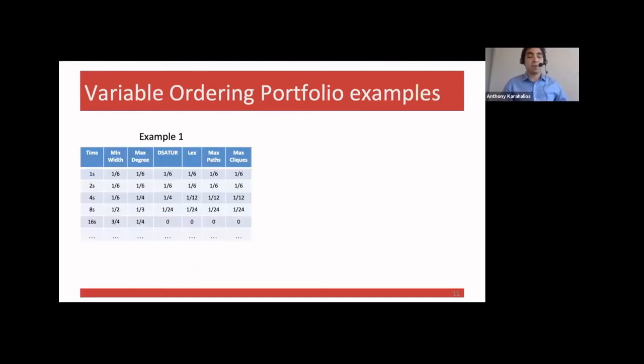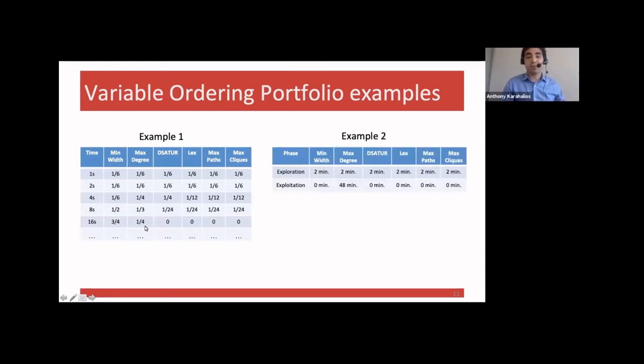Let me give you a couple examples of what these portfolios might look like. In this first example, we run the algorithm in rounds of doubling amounts of time, where we start with a uniform portfolio where all the variable orderings are run for an equal amount of time, so 1/6 of a second each. And then maybe as certain variable orderings start to perform better or have better lower bounds, they might receive a larger portion of the runtime.